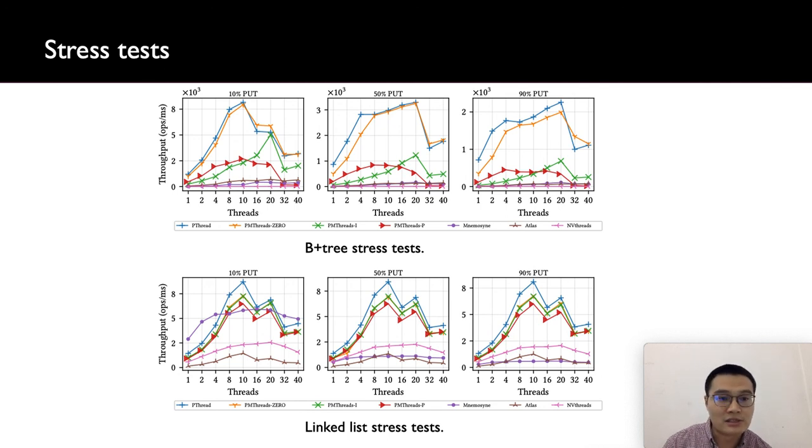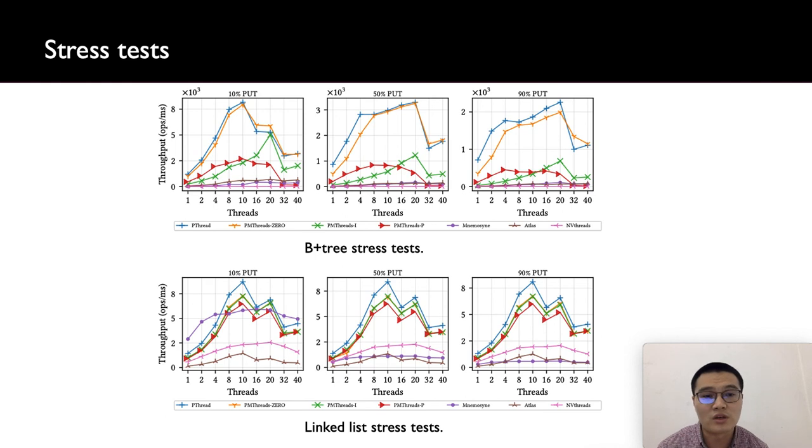Considering scalability, both PMthreads P and PMthreads I outperformed the other systems with data persistence support. One exception is in the thread test results over the linked list with less contended workloads, where Mnemosyne, a logging-based durable transaction system, achieved better performance.